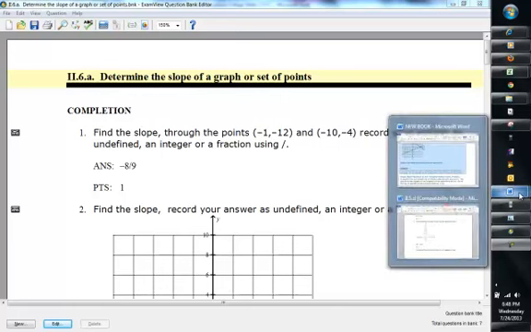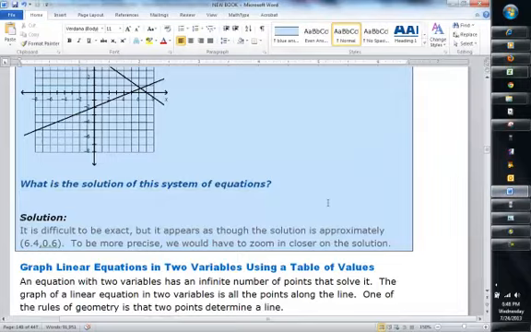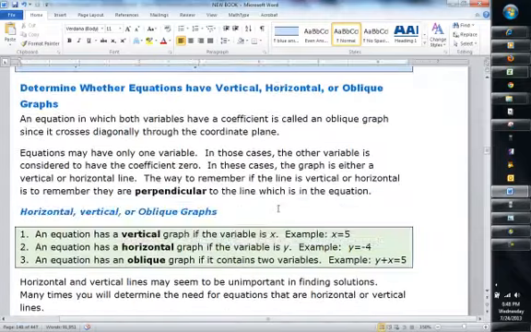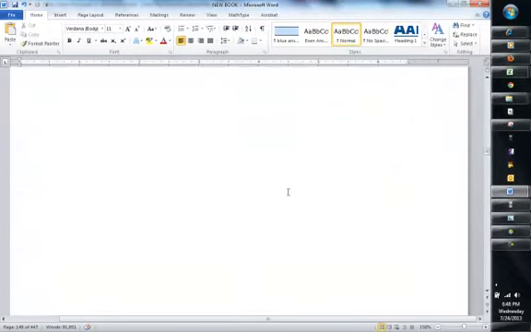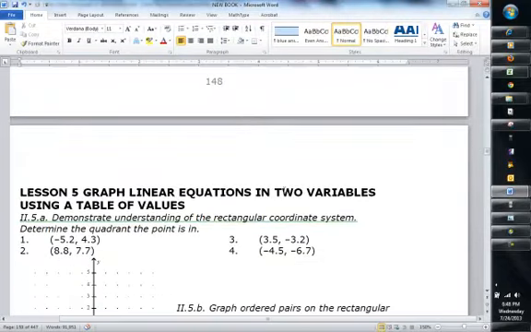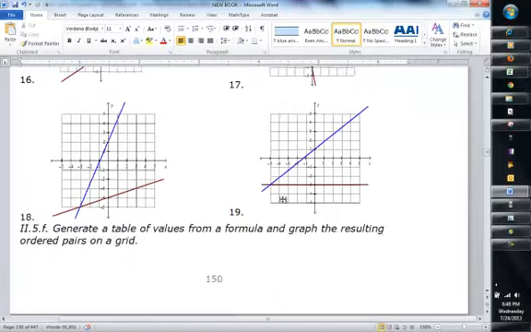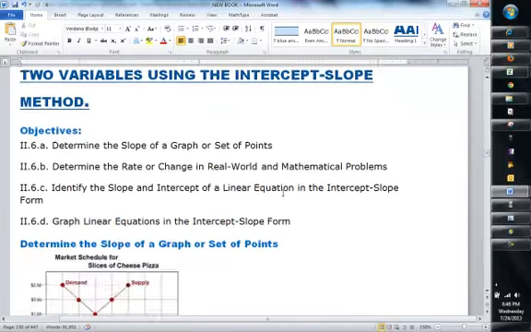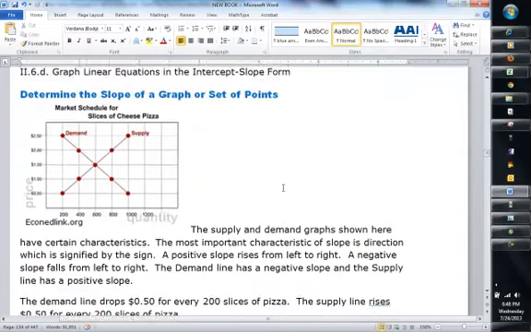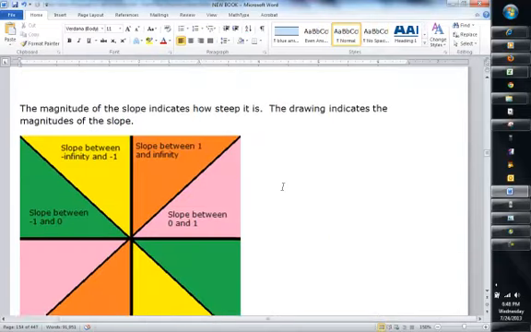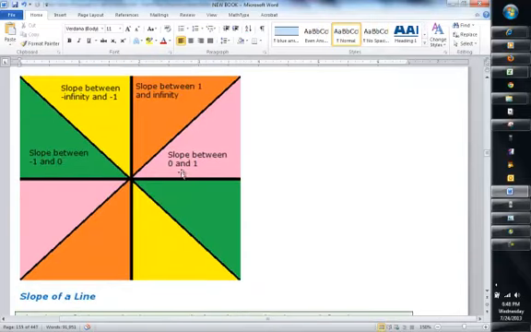We are on 2.6a, and we are determining the slope of lines. Let's make sure we get to the right lesson here. So the slope of a line is the change in y over the change in x.